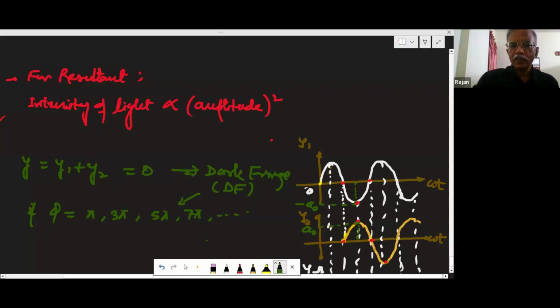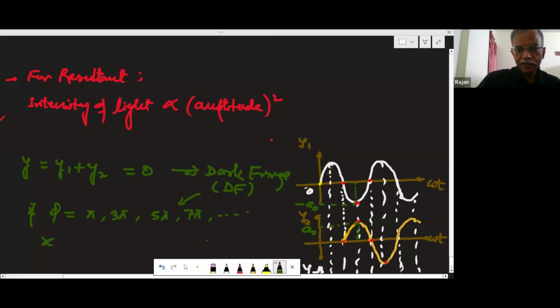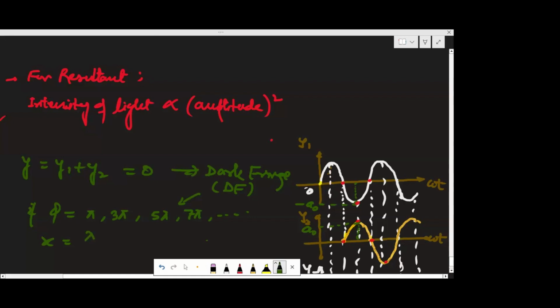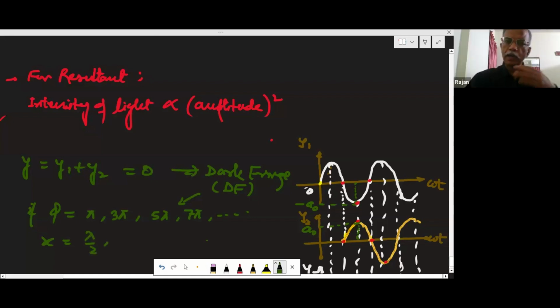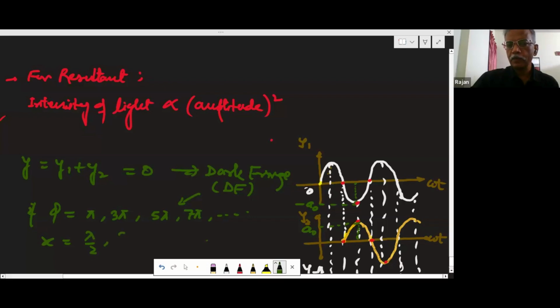Now, in terms of the path length difference, where should it be? Once they arrive, pi is equivalent to how much? This is half the wavelength. So pi corresponds to lambda by 2, where x is the path length difference, and wavelength is the length. Next one will be how much? 3 lambda by 2, 5 lambda by 2, 7 lambda by 2, and so on.